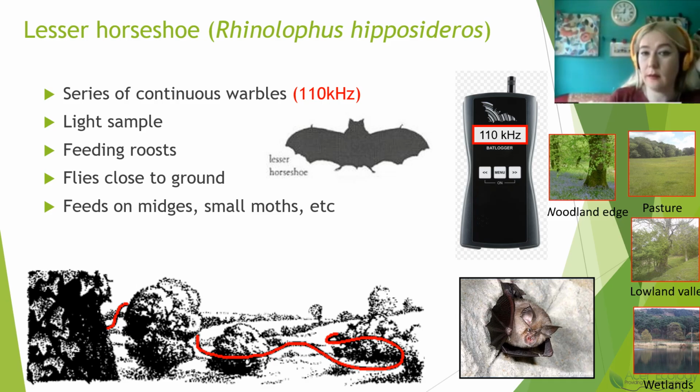And I was mentioning that the time expansion factor that's mostly used is 10. Most people can hear that, but as you get older, your hearing will go down. So a lot of people who have experienced that will deliberately set their bat detectors to a different expansion factor, because they're older and no longer able to hear the lesser horseshoe bat call. So anyway, I'll play it to you.